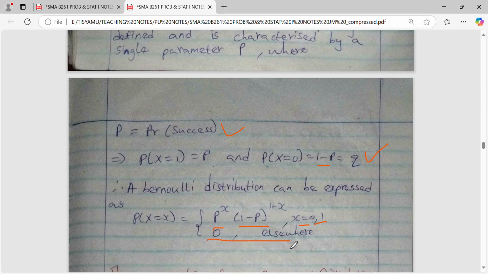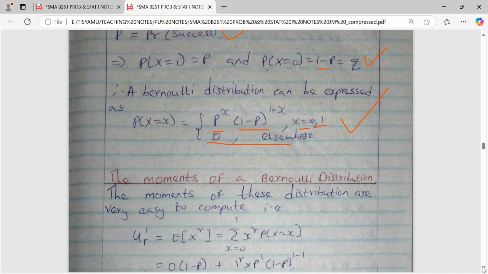For the probability of success, we substitute the value of x with 1. So if you put x to be 1, you'll get p times 1 minus p raised to 1 minus 1. 1 minus 1 is 0, so this reduces to p, which is the probability of success. If it is failure, then we substitute the value of x with 0. So if you put x to be 0, this will be p raised to 0, which is 1, times 1 minus p raised to 1 minus 0, which is 1. So here we remain with 1 minus p, which is equal to q. So this is the Bernoulli distribution.